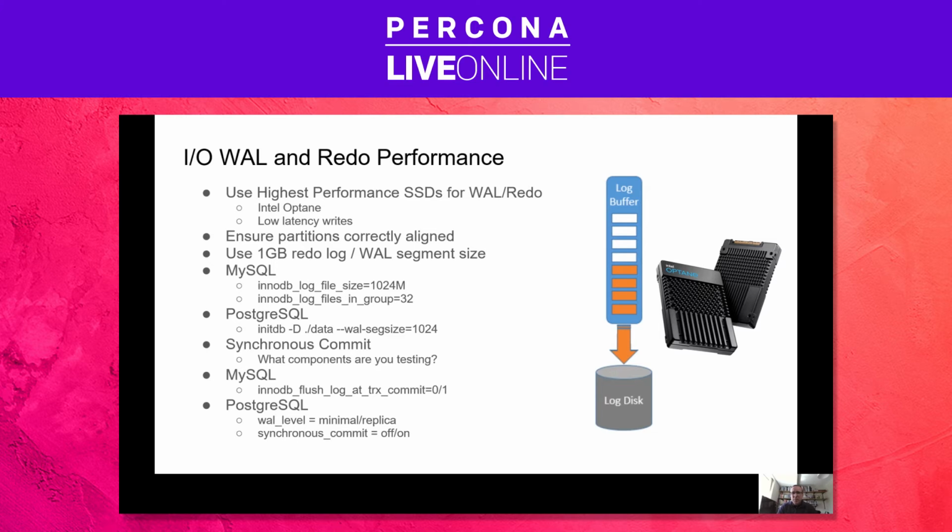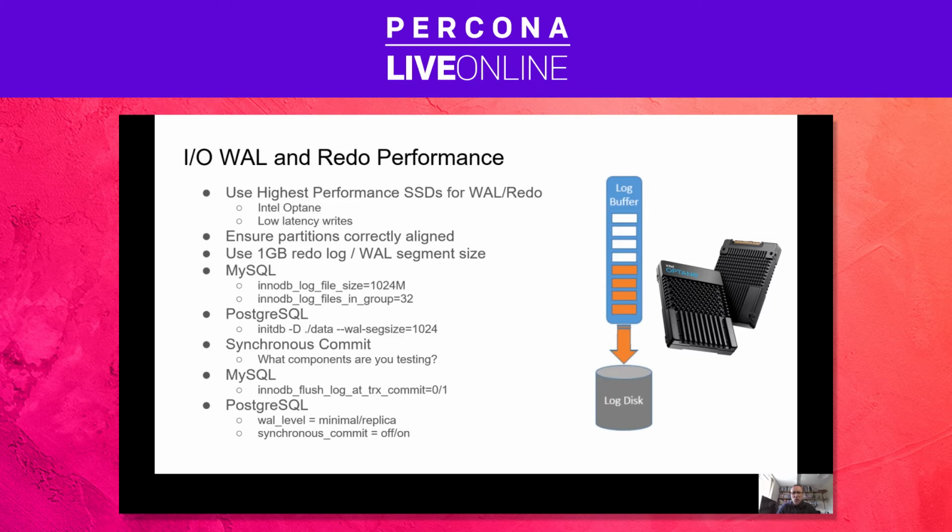When you're setting up the disk, make sure that the partitions are correctly aligned. So take some time to make sure that you have that correct alignment, using the right tools to do so. Typically, in the example, we use 1 GB redo logs on MySQL and also 1 GB WAL segment size on Postgres. So for MySQL, you put the log file size in the parameters, and on Postgres, you're going to set that up on the database initialization. So it's going to be initdb with the WAL seg size.